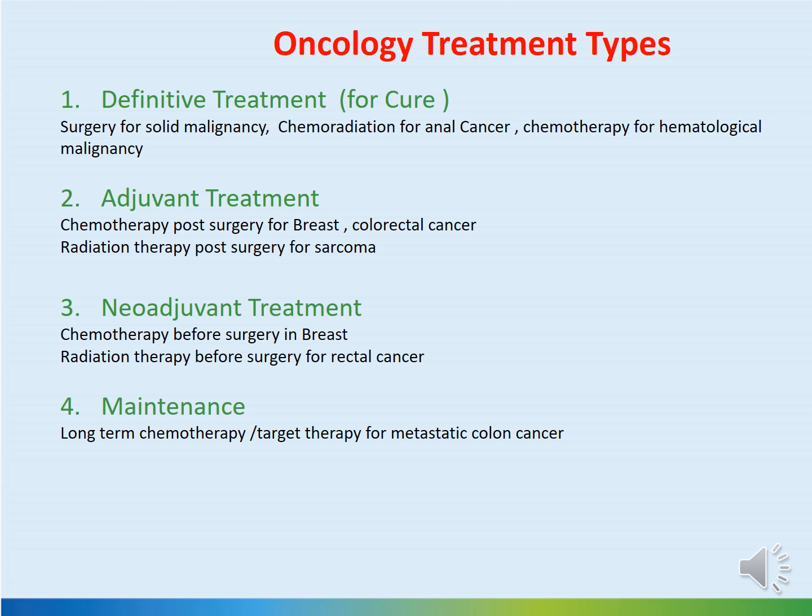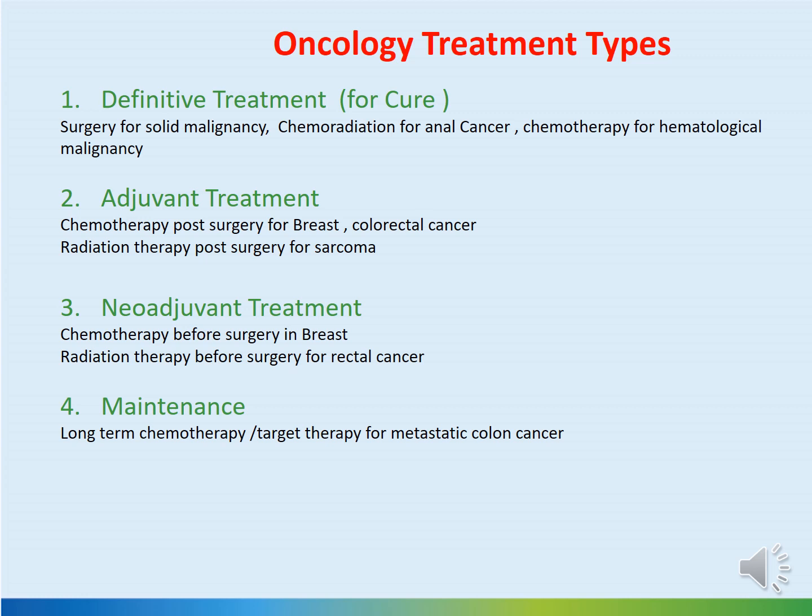So now, after we knew the types of treatments we reviewed, which are surgery, chemotherapy, radiation therapy, hormonal therapy, targeted therapy, and immunotherapy. Why do we give this treatment? What is the purpose of giving it? Actually, here we have four types of treatment purpose.